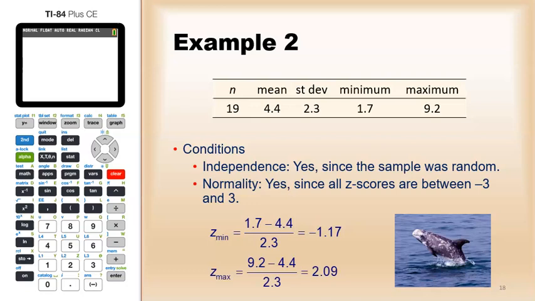And normality, well, all z-scores in the data set are between -3 and +3, so there are no obvious outliers. The way you compute the z-scores: for the minimum, you use the minimum value minus the mean of 4.4 divided by a standard deviation of 2.3. For the maximum, I use the maximum value of 9.2 minus the mean of 4.4, divided by 2.3. I get 2.09. So the conditions seem to have been met.